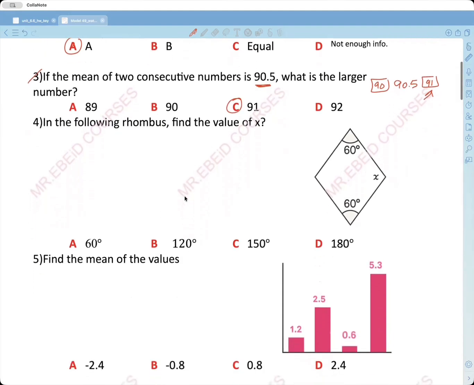Let's move to question 4. In the following rhombus, find the value of x. You know that each two opposite angles in the rhombus are equal. So this is 60, 60, and this is x, this is x. Their sum is 360, so 120 plus 2x equals 360. And you know that in the rhombus, each two consecutive angles have a sum of 180. So this angle's measure is 180 minus 60, which equals 120. So the answer is B.